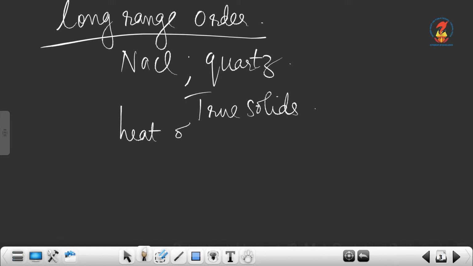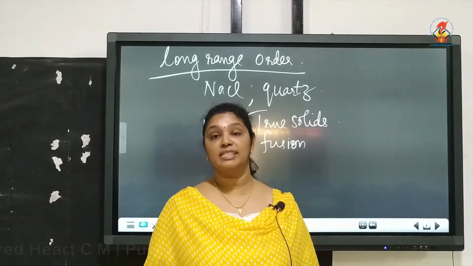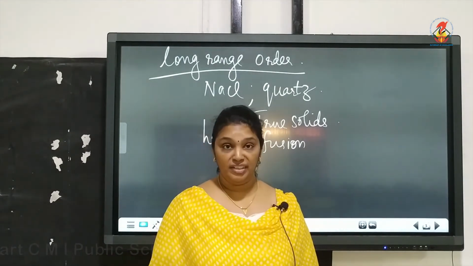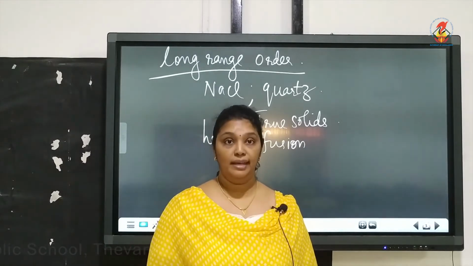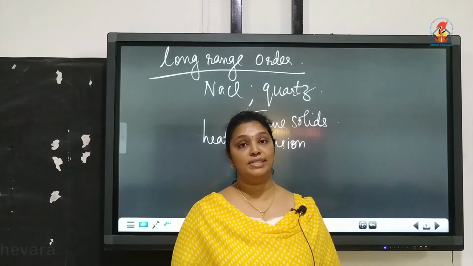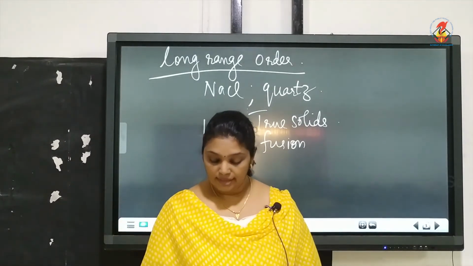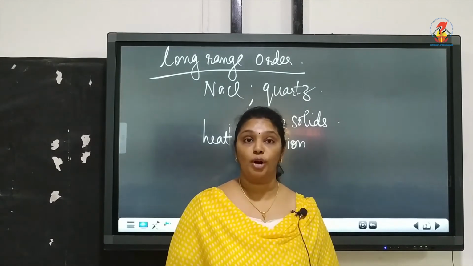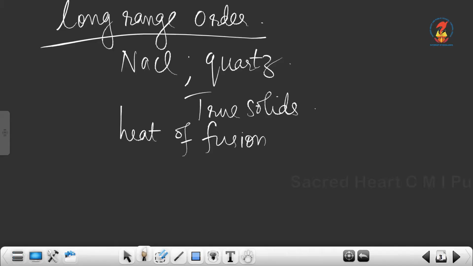Now, next, let's see about heat of fusion in crystalline solid. What do you mean by the term heat of fusion? It is the heat absorbed by a solid at its melting point that converts the solid into liquid. That is heat of fusion. And we can say for crystalline solids, they have a definite and characteristic heat of fusion. Now, next, the last important property of crystalline solid is anisotropy.